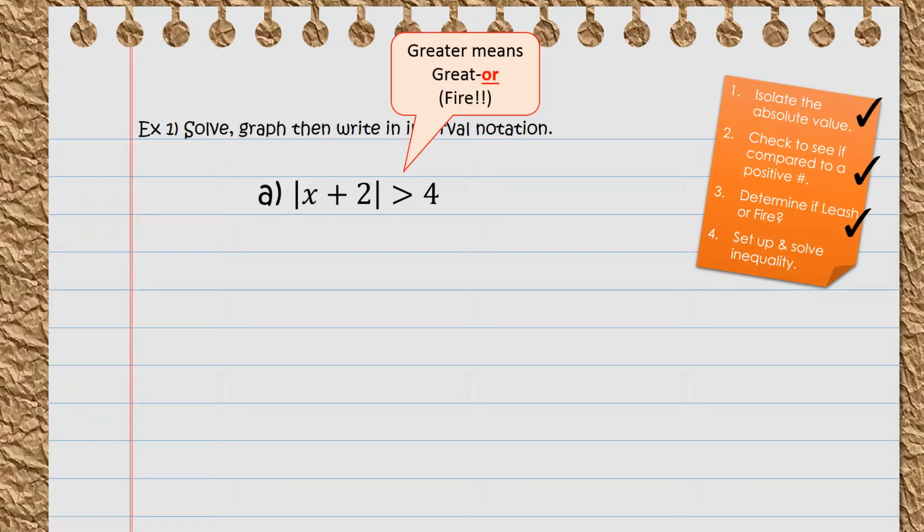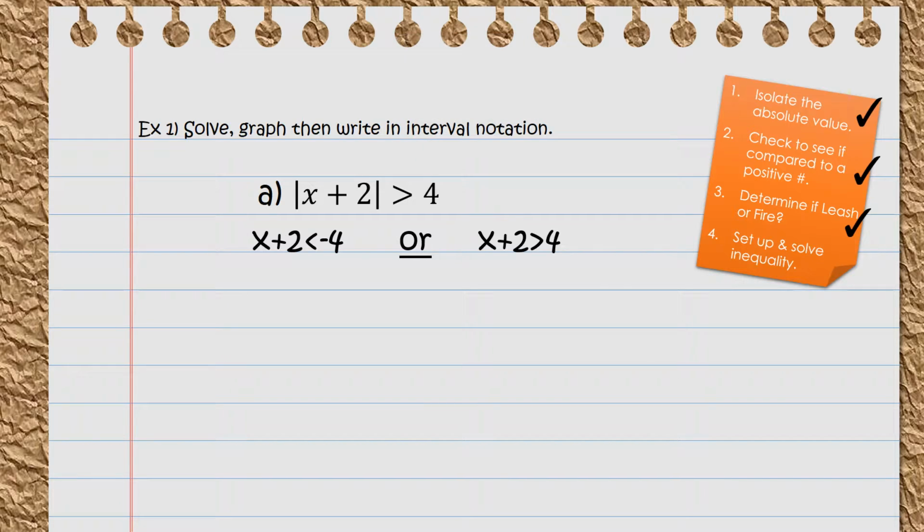So now that we know what scenario it is, it's time to set it up. So the situation will be x plus 2 is less than negative 4, which means I'm past 4 units to the left, or x plus 2 is greater than 4, which means I'm further 4 units to the right. Now that I have them set up, it's time to solve. Looking at the left inequality, to isolate x, we need to subtract 2 on both sides. The 2's will cancel, giving you x is less than -6.